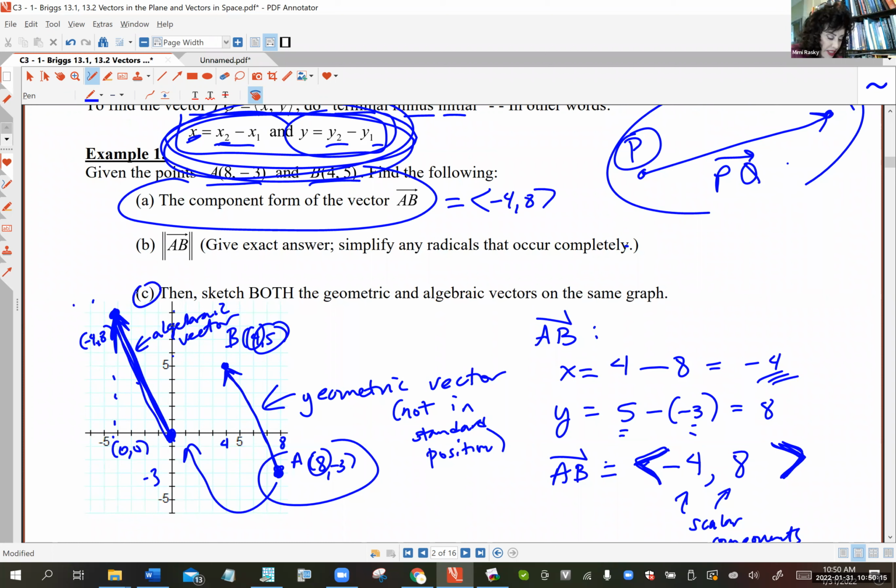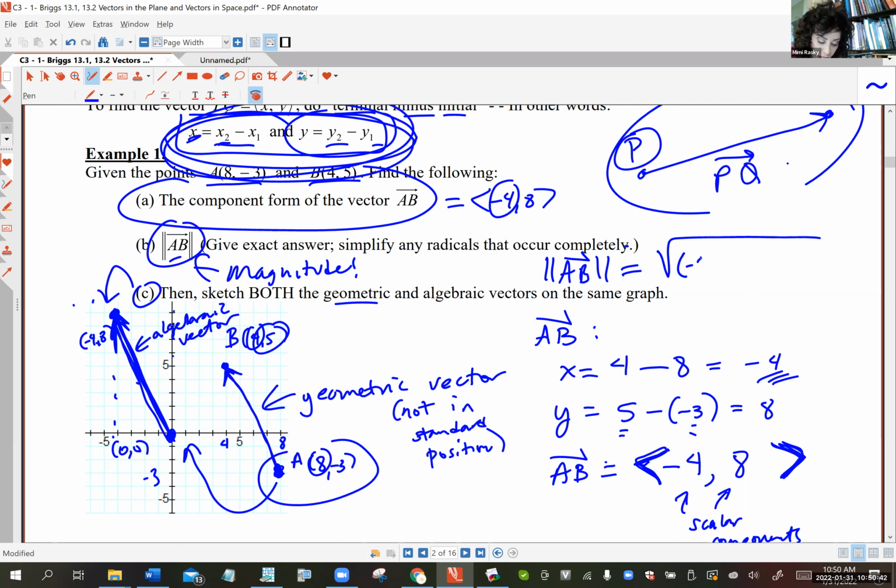We already did letter C. We did the new sketch of both the geometric, there's the geometric vector out here, and the algebraic vector, but we haven't done letter B yet. So we're doing this a little out of order. Don't worry, that's okay. They want us to find the magnitude. That's what those double bars mean. So the magnitude of the vector AB is going to be the square root of the sum of the squares of its scalar components. So what's that going to be?